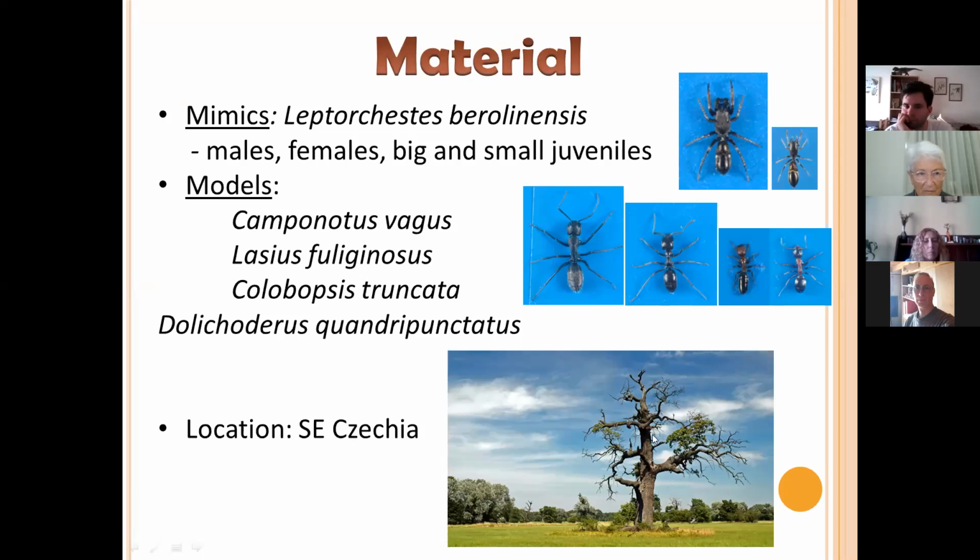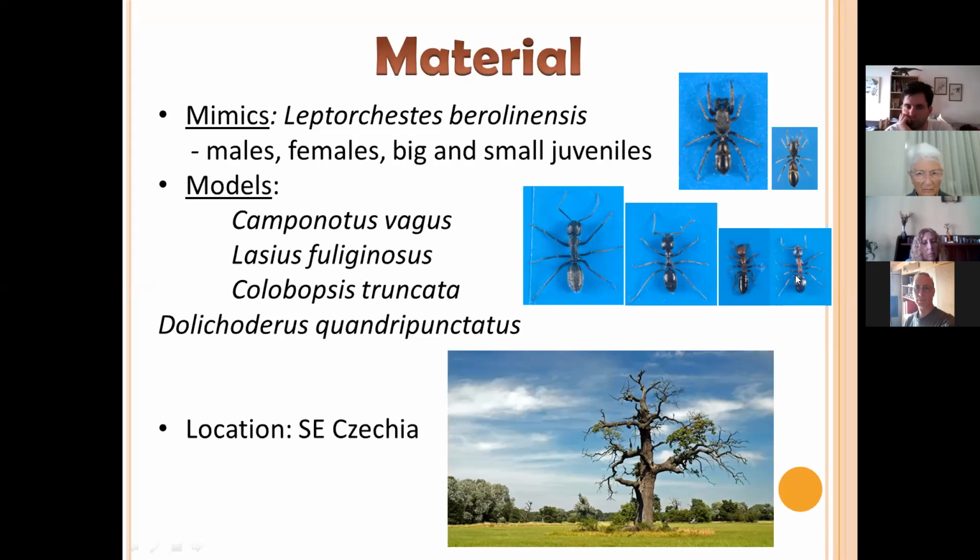And on these trees, they co-occur together with several ant species. Named these ones, this is Camponotus vagus, which is quite large and attaining the body size of up to 1 centimeter. Then a slightly smaller ant, Lasius fuliginosus, which is attaining the body size of about 6 millimeters. And then 2 small ant species, Colobopsis truncata and Dolichoderus quadripunctatus, which attain the body size of between 3 to 4 millimeters.